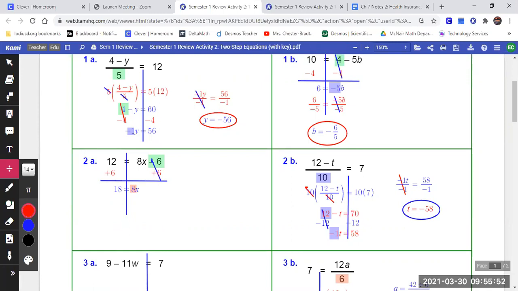Okay. So I'm going to show dividing by 8. So I have my 18. That's going to divide by 8, and it has to equal my 8x divided by 8. You have to make sure you arrow before you hit the divide sign. 8x divided by 8.